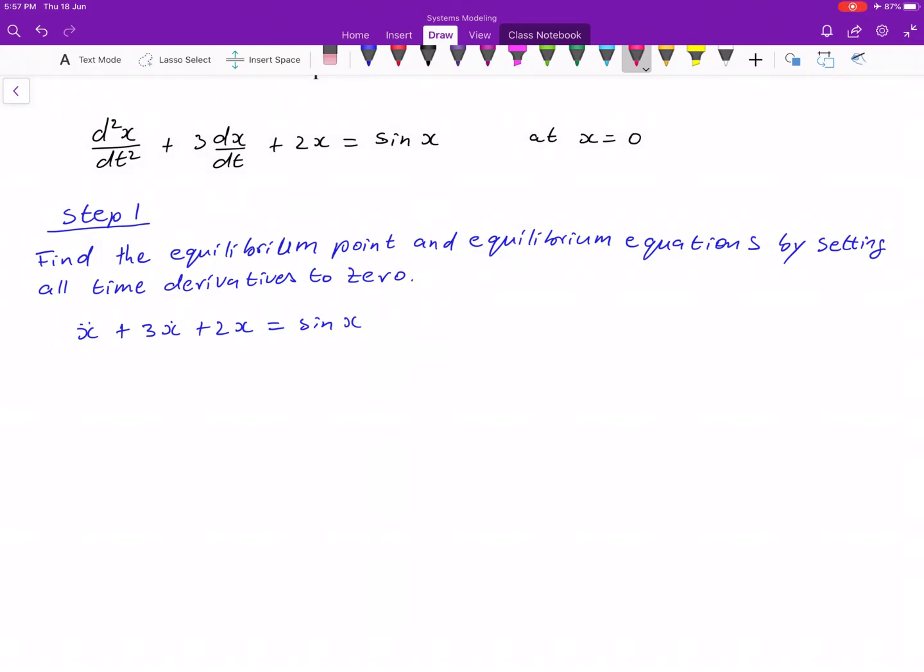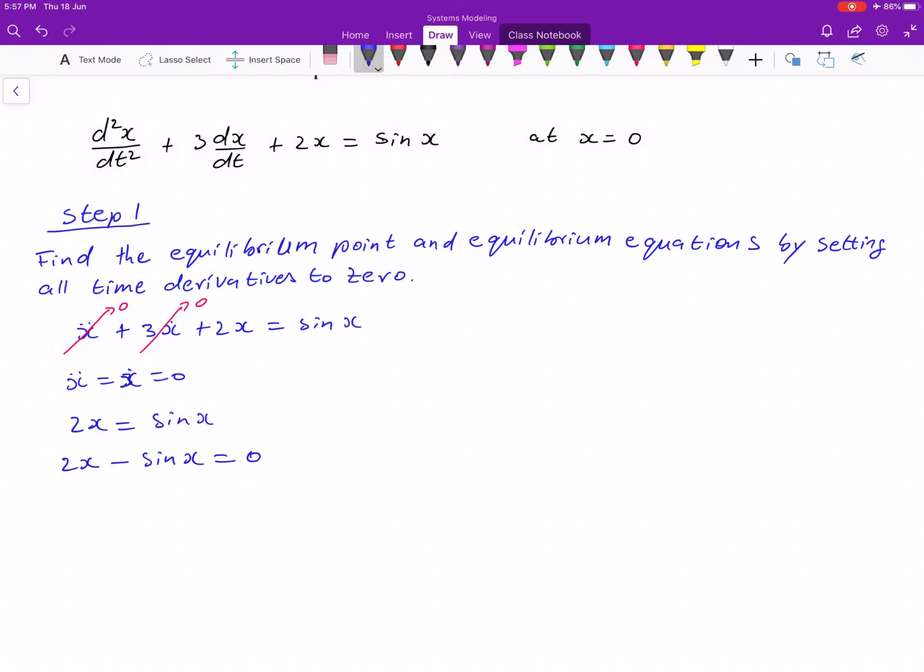We want to set the time derivatives to 0. This is a time derivative, we set that to 0. This also is a time derivative, we set that to 0. Meaning that I just took x double dot equal to x dot equal to 0. So what I'm left with is 2x equal to sine of x, or I can write 2x minus sine of x equal to 0.